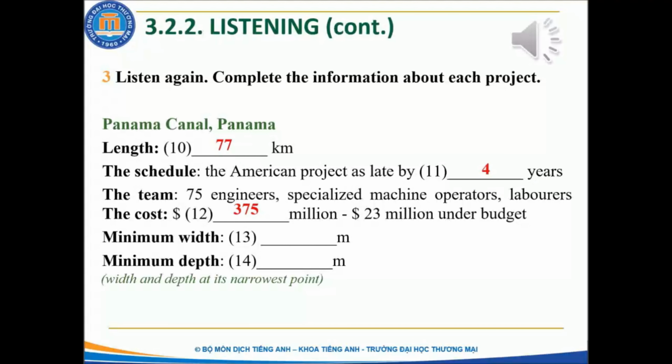$375 million, right? And number 13 and 14, the minimum width of the canal is 33 meters and the minimum depth of Panama Canal is 12 meters, right?